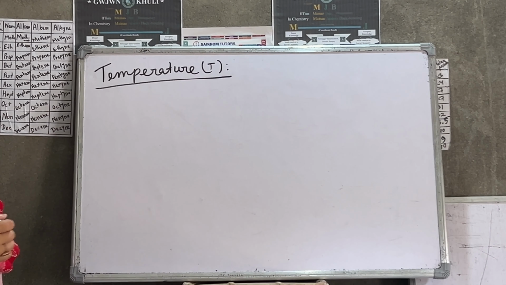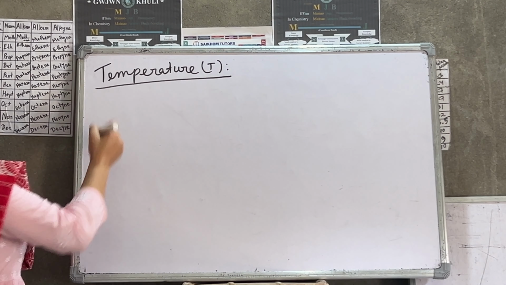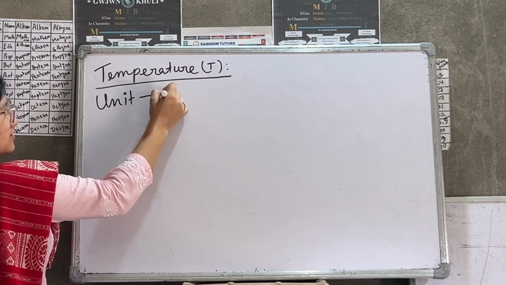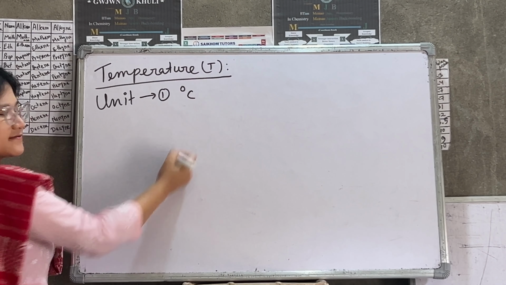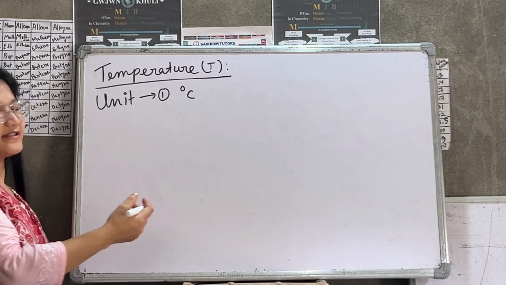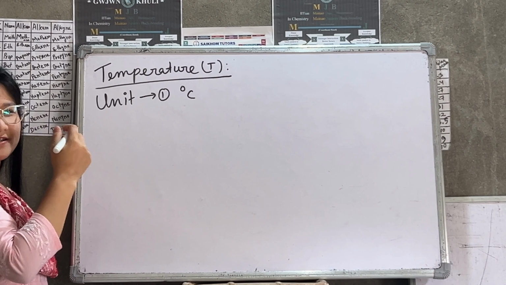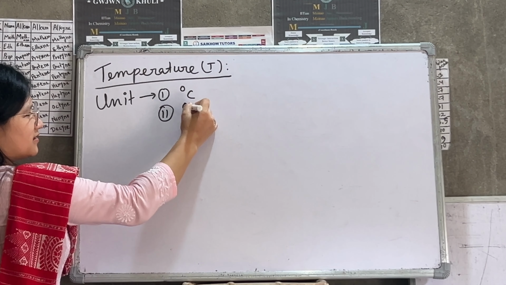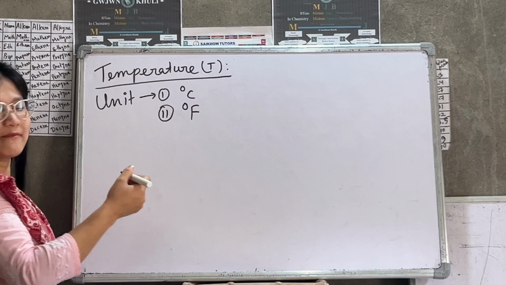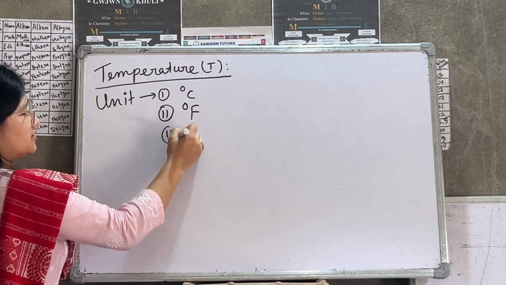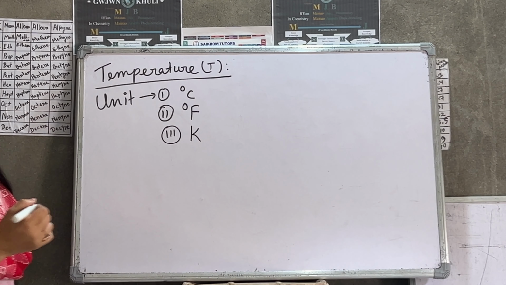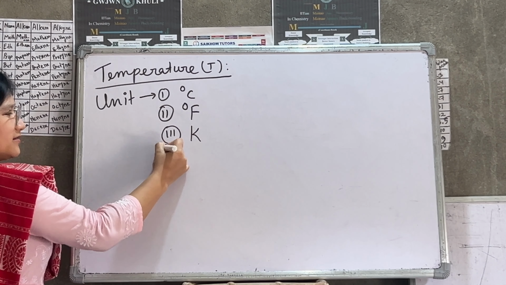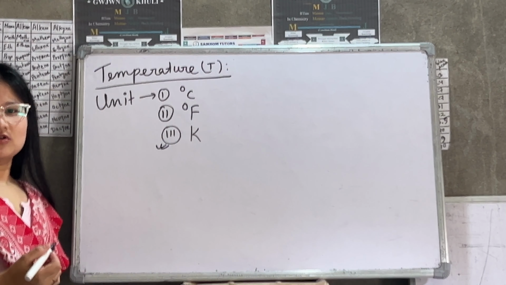Temperature is represented as capital T. The unit of temperature has 3 types. First one is degree Celsius, represented as degree C, and second one is degree Fahrenheit, which means degree capital F. Also the third one is Kelvin. The SI unit of temperature is Kelvin. Clear?